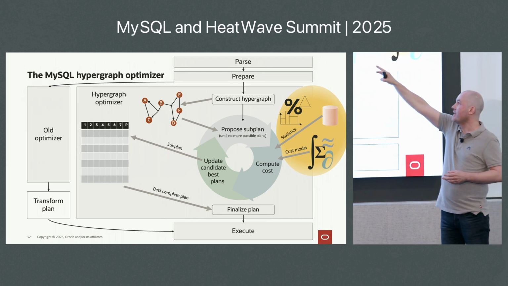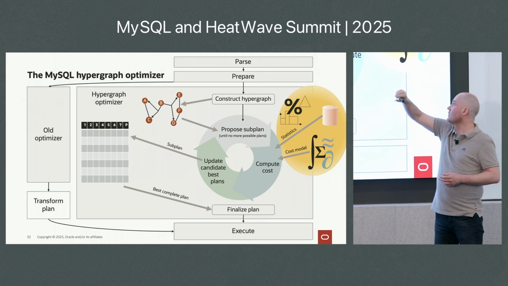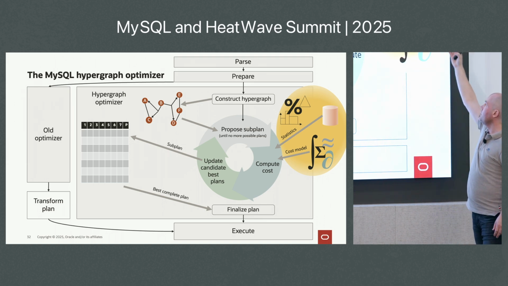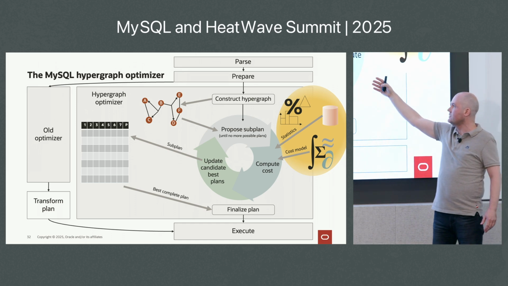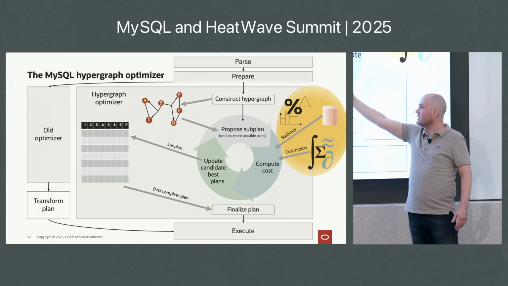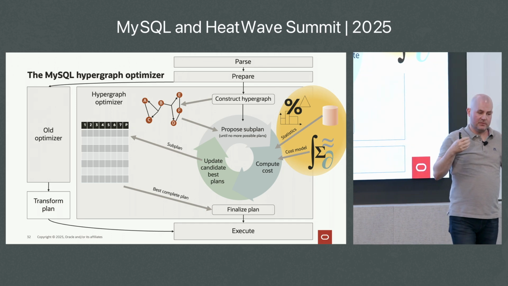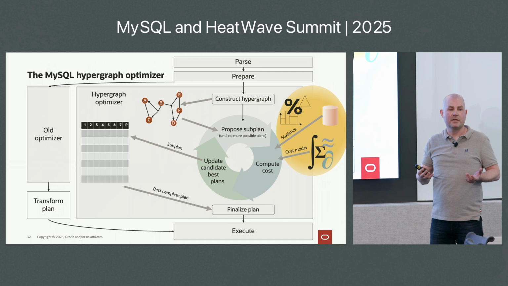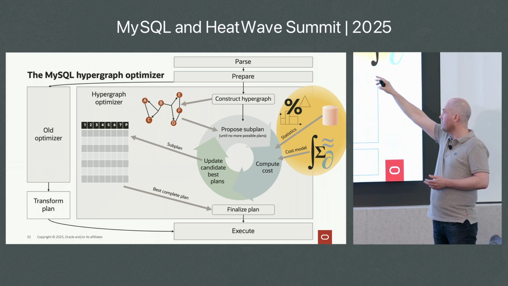So we start with table A here, for instance. We can do a table scan of table A. So we propose a table scan of table A, we compute the cost, and here we feed in the cost model and statistics from InnoDB or from HeatWave or wherever. We compute the cost, and then we update the candidate best plans, meaning that we look at the list we have already. Currently it's empty, so we say that, okay, table scan of table A is the best plan for accessing table A.